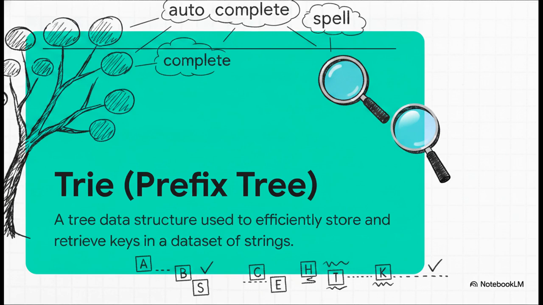Now, I know what you're thinking. It's spelled like tree, but we pronounce it Trie. Because computer scientists absolutely love to keep us on our toes. It's also commonly called a prefix tree. Essentially, it's a specialized tree data structure designed specifically to efficiently store and retrieve keys within a massive dataset of strings. It is the absolute backbone for everyday applications like autocomplete engines and real-time spell checkers.